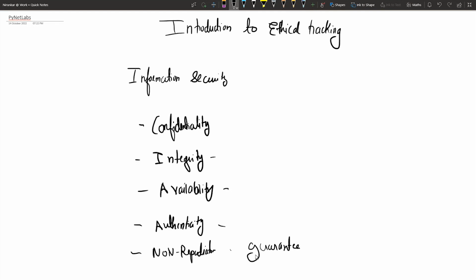Does anybody have any doubt in these terms? Integrity part, can you repeat, please? Integrity, right?